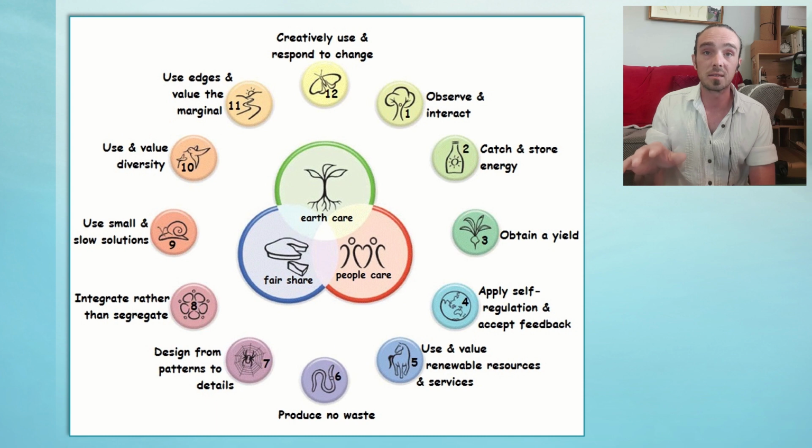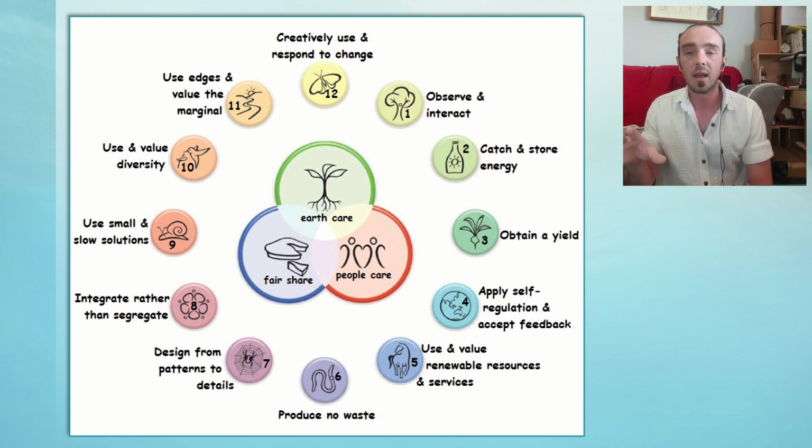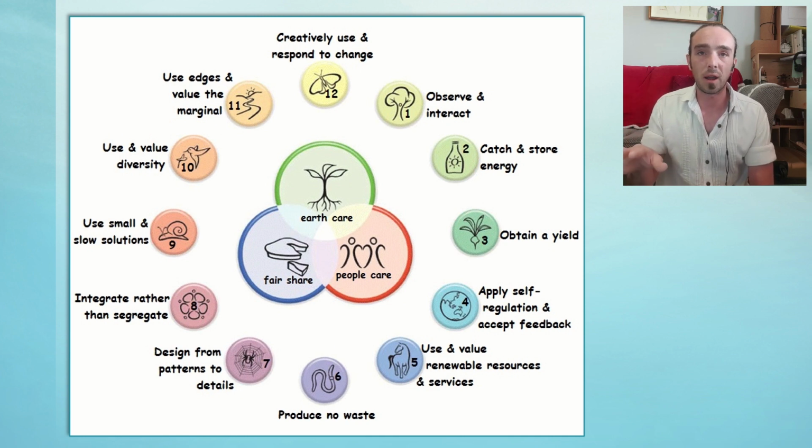We need things, we need resources to survive and thrive, and we need to put those into the system. And then Fair Share, so that the surplus is spread amongst all the elements of a system, so that everything gets a share of the surplus, right? And when I was talking about those, I mentioned in passing that there are also 12 principles.